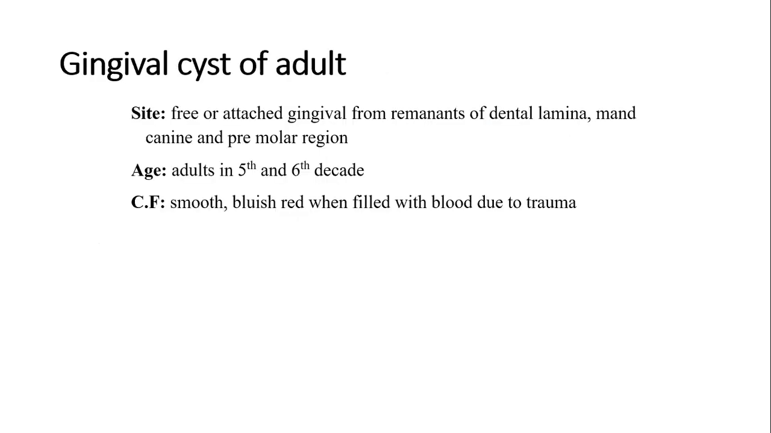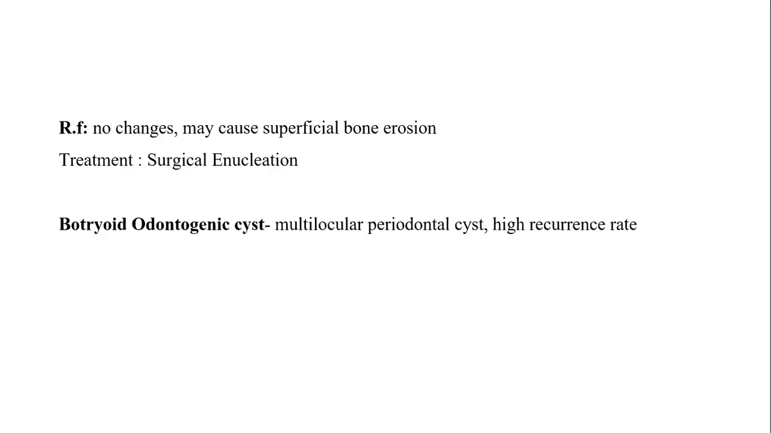Gingival cyst of the adult. Site is free or attached gingiva from remnants of dental lamina, mandibular canine and premolar region are usually affected. Age group is adults in 5th or 6th decade. Clinical features: it appears as smooth bluish red when filled with blood due to trauma. Radiographic features: no changes, may cause superficial bone erosion. Treatment is surgical enucleation. Botryoid odontogenic cyst is a multilocular lateral periodontal cyst, which has a high recurrence rate.